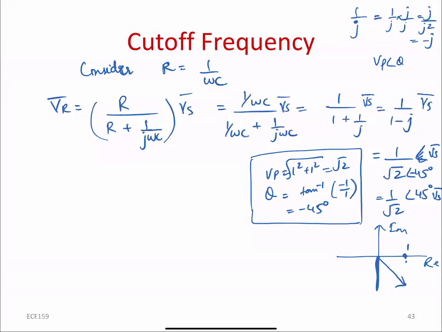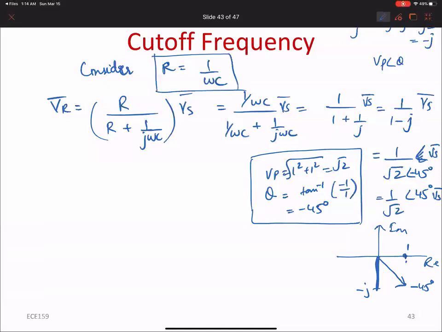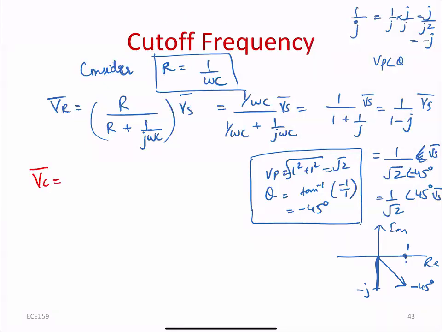And the angle is minus 45 degrees. And what is the magnitude of this vector? It is under root 2. Now, what is the voltage across the capacitor at this condition, R equals 1 over omega C? I'll use another color for clarity. The voltage across the capacitor is going to be 1 over j omega C over R plus 1 over j omega C times Vs.